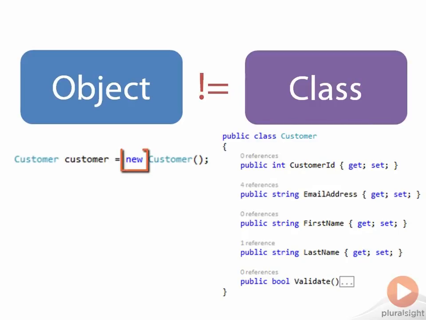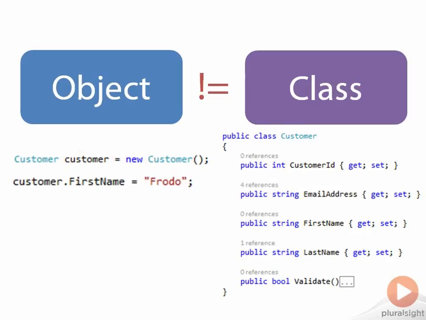An object is an instance of a class. It is created using the C# new keyword. This syntax creates a new instance of the customer class. That instance is an object. The variable then references the resulting object. Hence, it is often called an object variable. In this example, the customer object represents a specific customer.